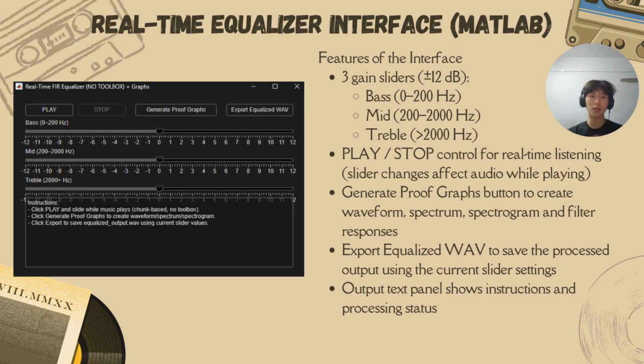This slide shows the real-time equalizer interface developed in MATLAB. The interface includes three gain sliders that allow the user to adjust bass, mid, and treble with a range of plus minus 12 decibels. There are also play and stop buttons that allow real-time listening, where any slider movement immediately affects the audio output. In addition, the user can generate proof graphs such as the waveform, the spectrum, the spectrogram, and the filter responses. The processed audio can also be exported as a WAV file using the current slider setting.